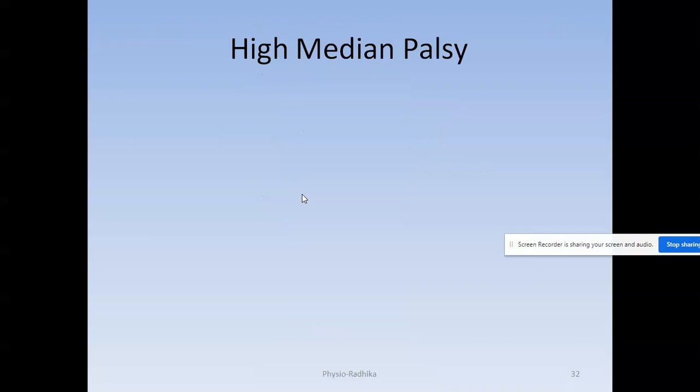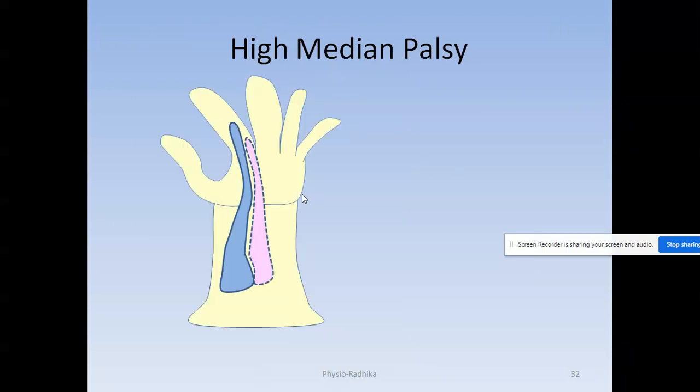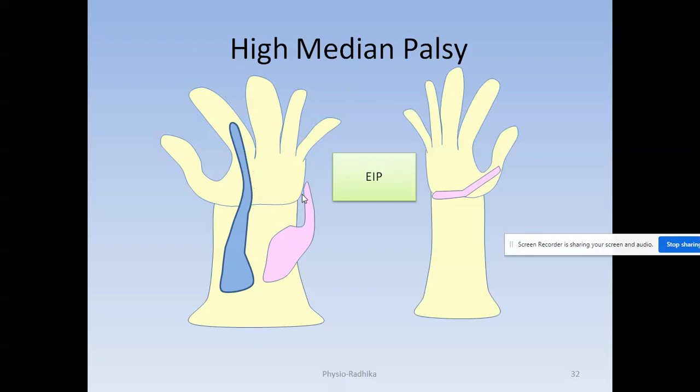Coming to the high median nerve palsy. When we are talking about high median nerve, we have two muscles. Median nerve is known to do what? It is known to do the opposition of the thumb.